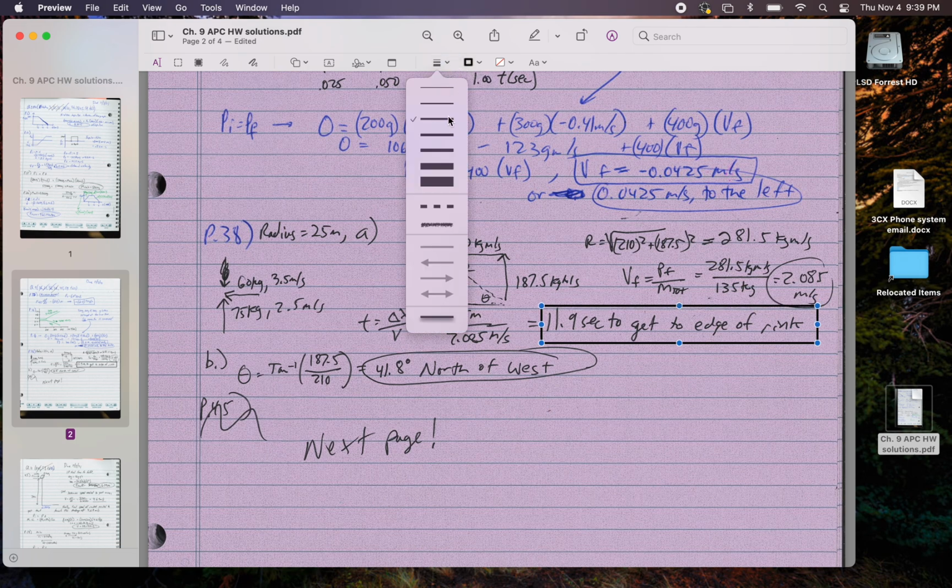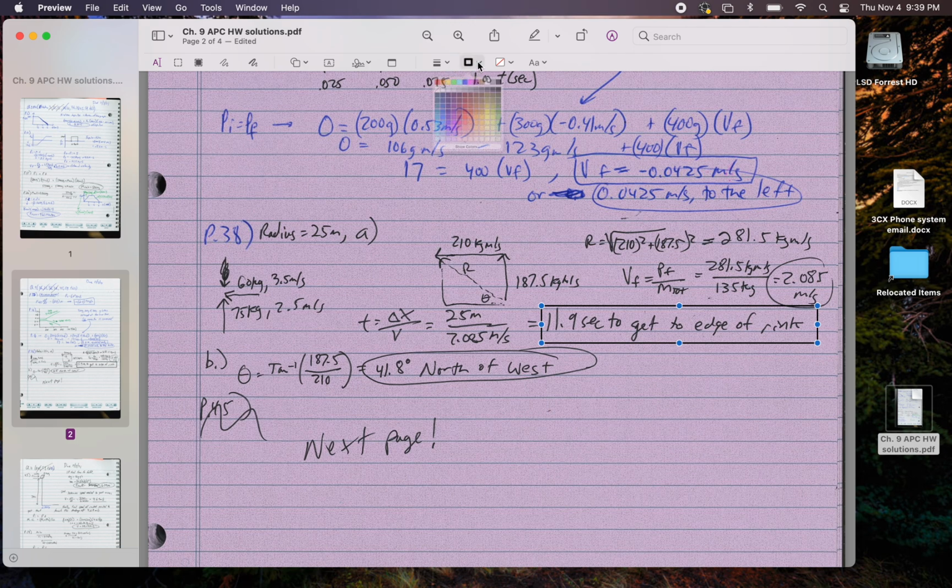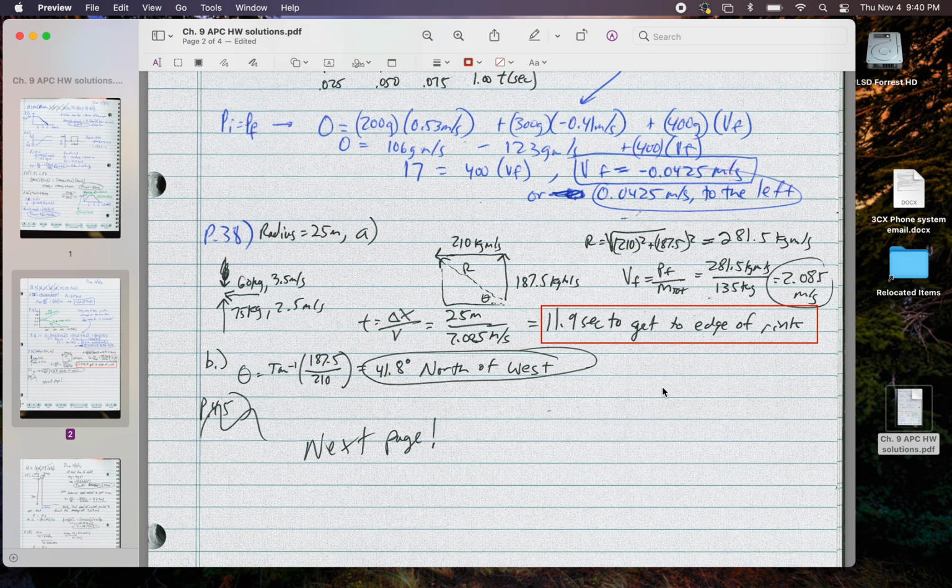A little bit too fat of a line. Let's make it something nice and colorful. Okay, so in this case, you have a 25 meter radius circle. It said 50 meters of diameter, but that's not useful here because you're trying to get to the edge from the center. You have 2 skaters going at different speeds.